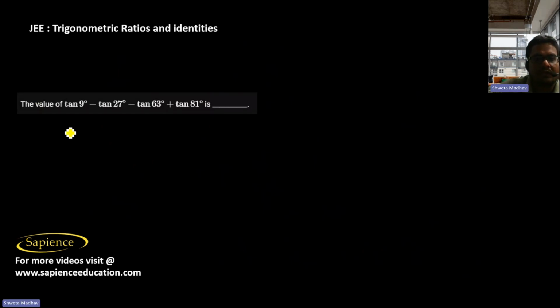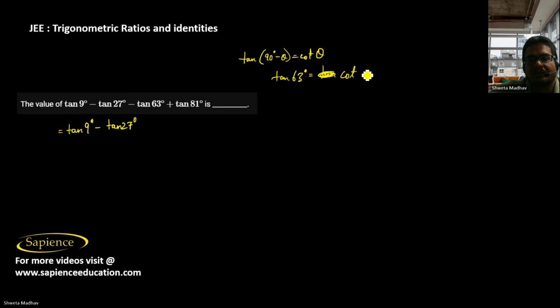Then here it is asked to find the value of tan 9 degree minus tan 27 degree. So now here we know that tan of 90 degree minus theta is equal to cot theta. Now this we can write as tan 9 degree minus tan 27 degree. And tan 63 degree can be written as cot of 90 degree minus 63, which is cot 27 degree.